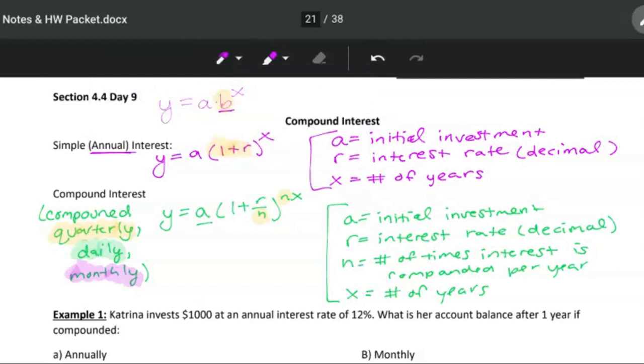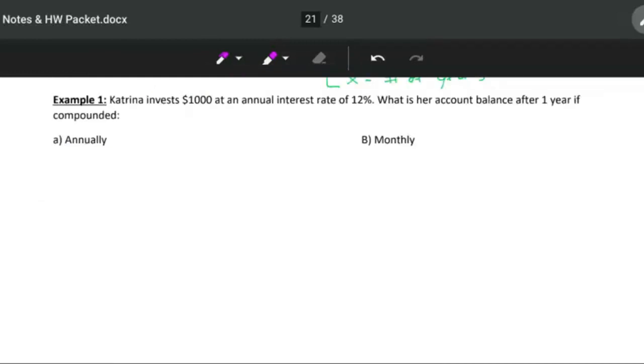So those are kind of our two formulas. Again, they're really the same thing, just with the addition of the N. Katrina invests $1,000 at an annual interest rate of 12%. What is her account balance after 1 year if it's compounded annually and monthly?